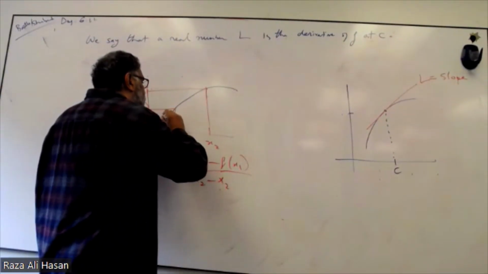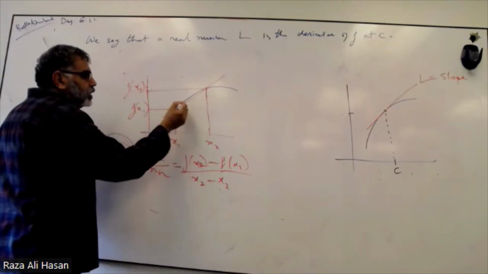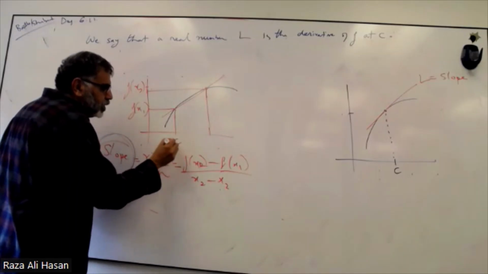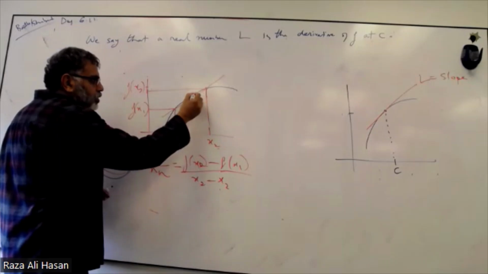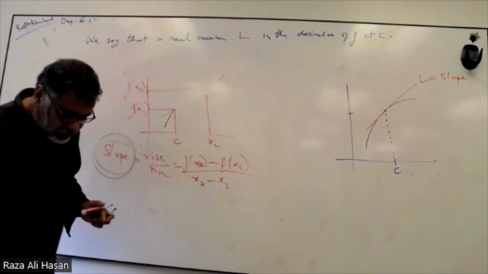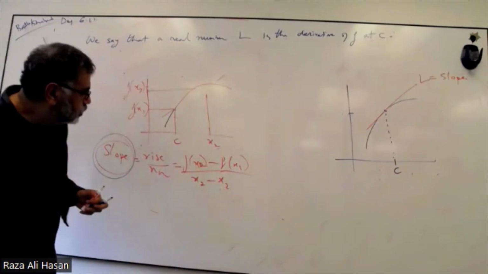I'm going to put a secant line, and then I'm going to make the secant line come towards our point of interest. If this becomes our C, all the x's are going to be, actually, let me make this better.